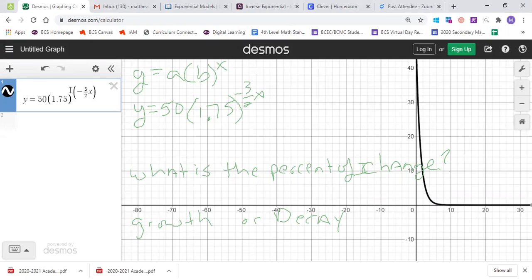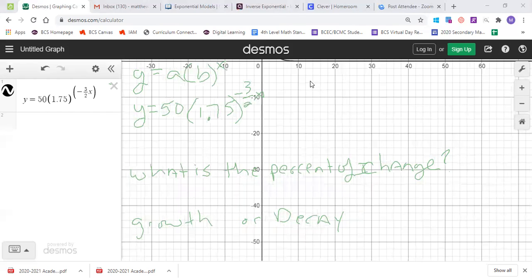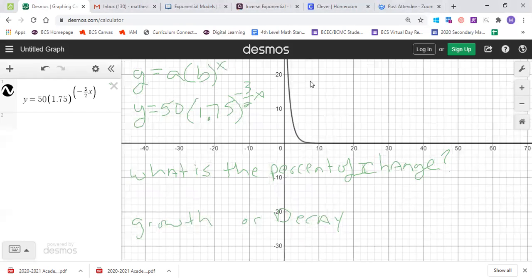Just by looking at this graph, as we read all graphs from left to right, get that back in the zoom, okay? You'll notice that as we go this direction, the graph is actually decreasing. And as we notice it decreasing, that tells us, hey, this must be decay.